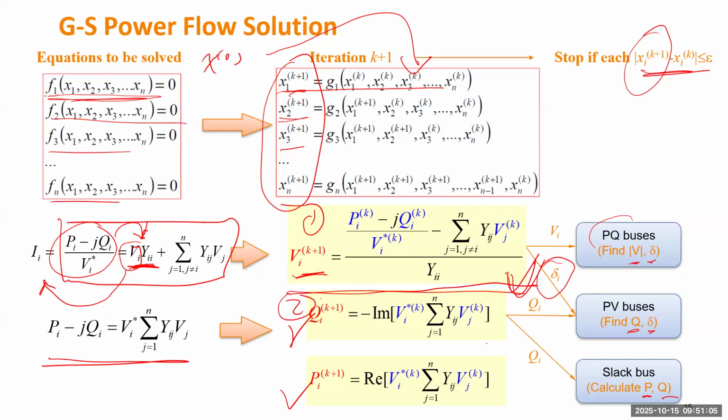For the slack bus, we need to know both P and Q. So we're going to use formulas 2 and 3. In the next slides, we're going to go into each type of bus to talk about how to use that one or two corresponding formulas to do the iteration.